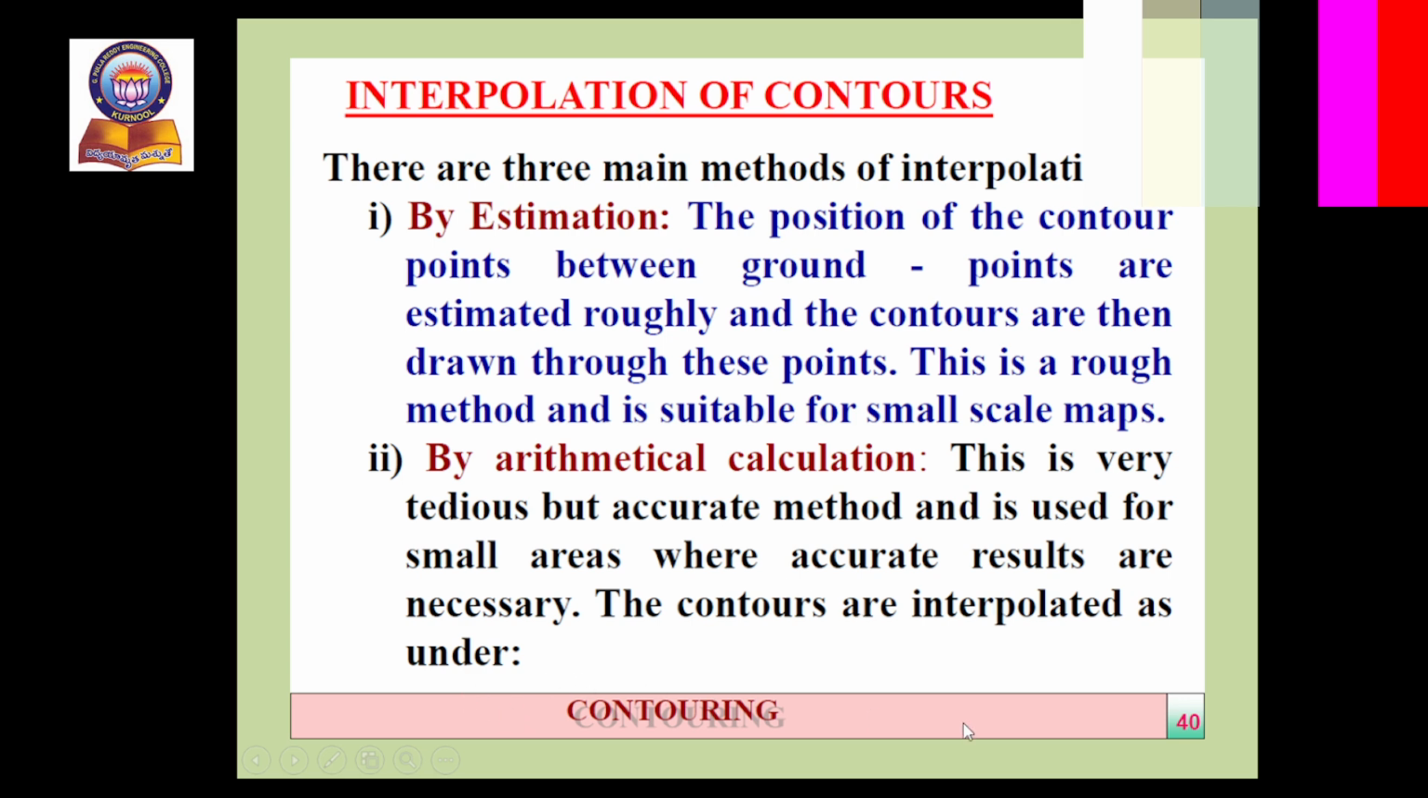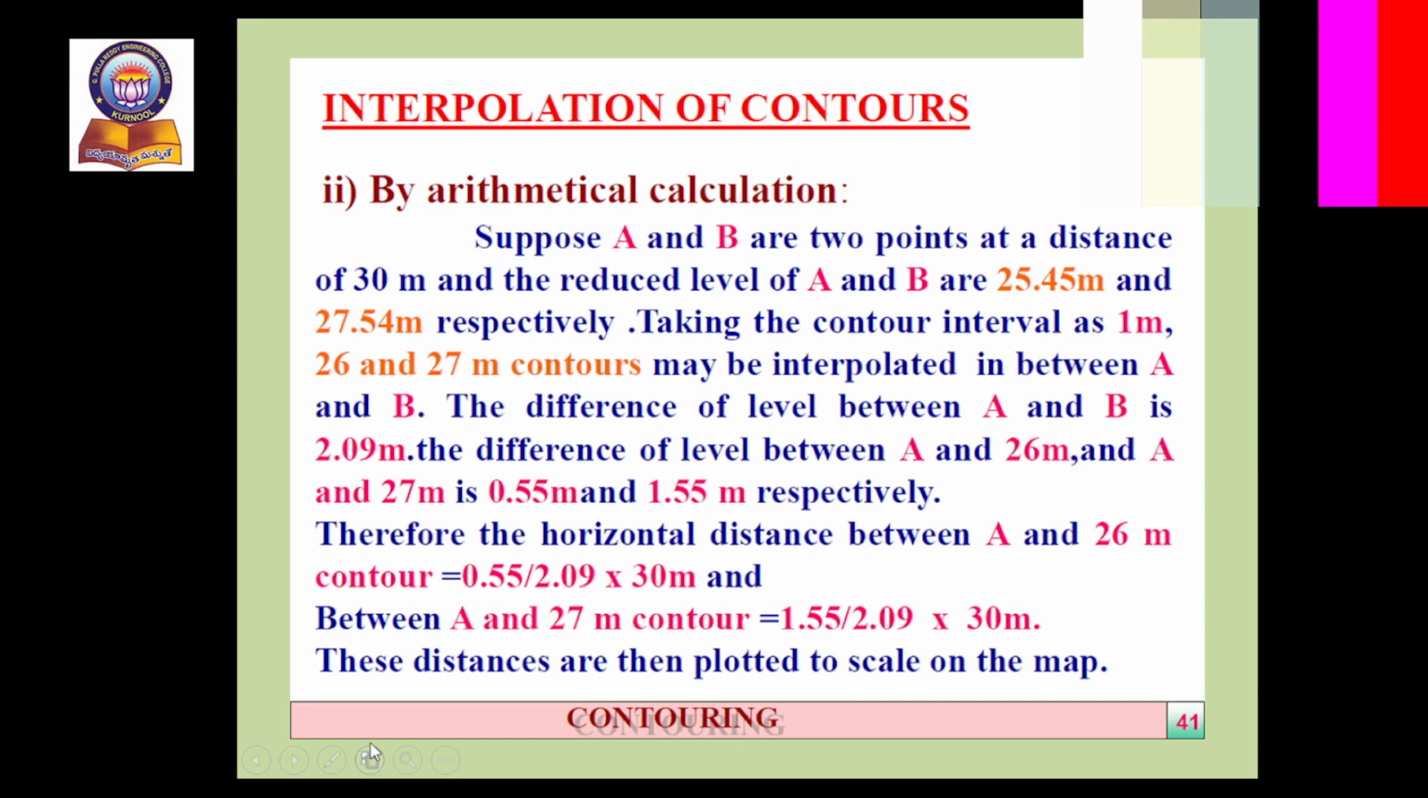The contours are interpolated as under. By arithmetical calculations, suppose A and B are the 2 points at a distance of 30 meters and the reduced levels of A and B are 25.45 meters and 27.54 meters respectively. Taking the contour interval as 1 meter, 26 and 27 contours may be interpolated in between A and B.